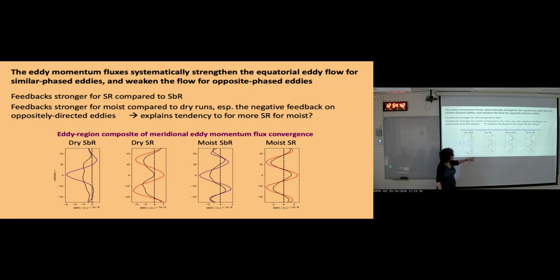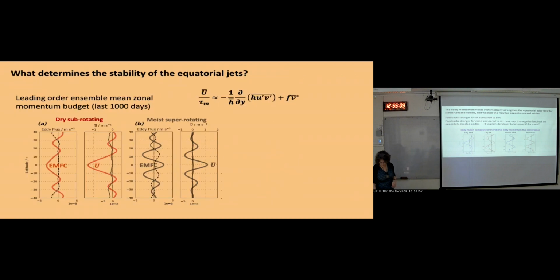And you see that in the moist run, the subrotating eddies in the superrotation dry flow don't do anything in the tropics, but in the moist run they do. So in the moist run, somehow the eddies are more organized. You see the same thing here, to enhance this superrotation.